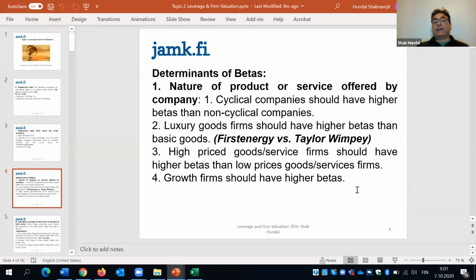Determinants of beta: there are several factors which have an impact on beta. The first is the nature of the product and service. Products which are demanded regularly, for example staple food items like bread, we eat in summer, we eat in winter, so I don't think there is any difference. Juices could be, even though we drink less juice in winter, or ice cream. Those items which are used quite consistently throughout the year have less beta because the cash flow is more stable.